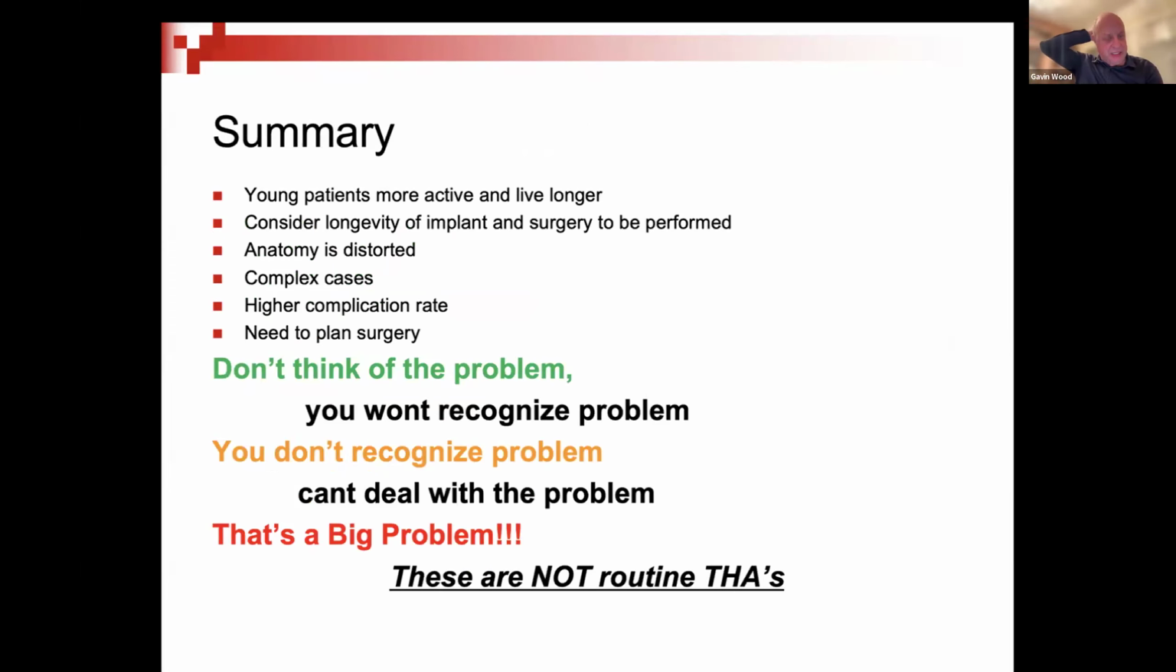And templating and CT scans are strongly advised. And you have to think of the problem that is in front of you. If you don't think of the problem, you won't recognize the problem. And if you don't recognize the problem, then you won't deal with the problem. And for me, that's a big problem. These are not routine primary total hips.